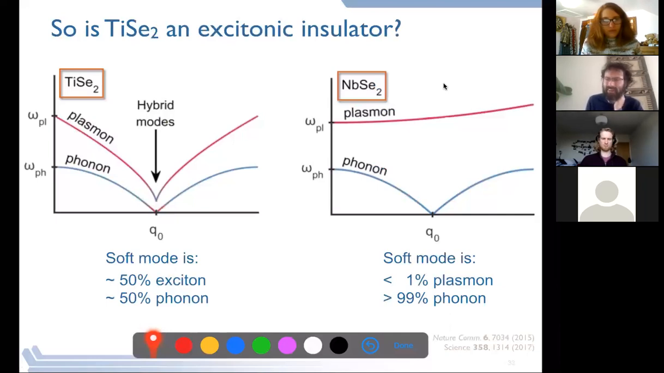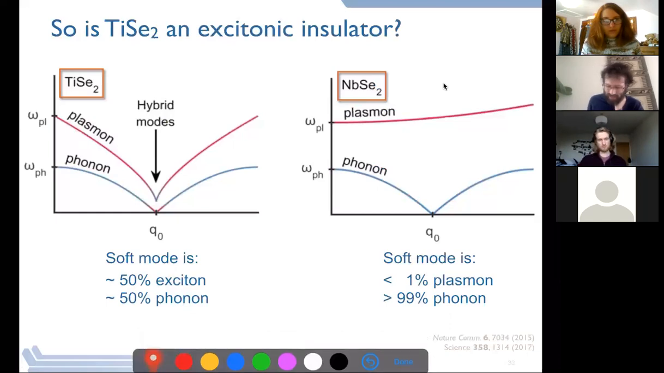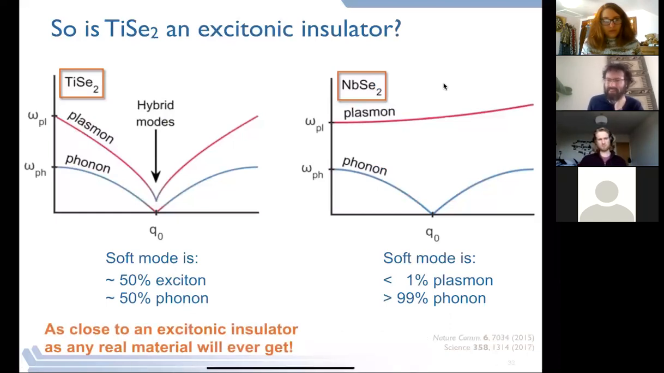And if you make a superconductor out of it, it will certainly not be a superconductor at room temperature, because there's still way too much phonon in it. But since every real material has phonons in it, which are unavoidable, this is as close to an excitonic insulator as any real material will ever get. You can never get under 50%.